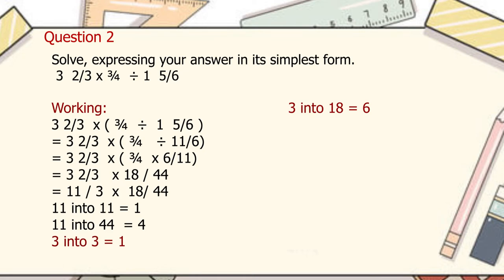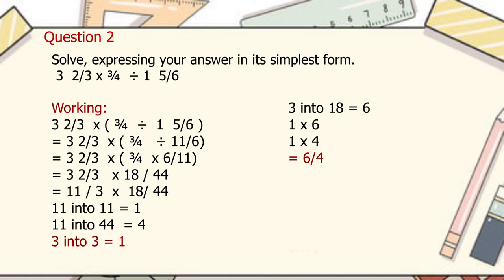So now we have 1 multiplied by 6, and 1 multiplied by 4. 1 multiplied by 6 will give us a total of 6. 1 multiplied by 4 will give us a total of 4. 6/4. That is an improper fraction. And remember, the question stated that you should express the answer in its simplest form.